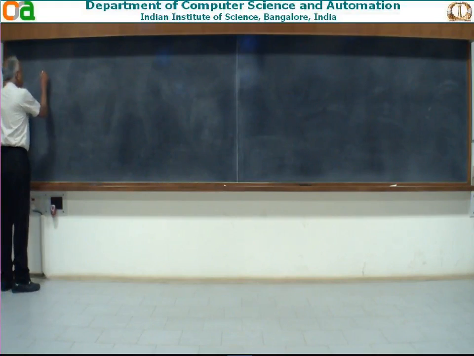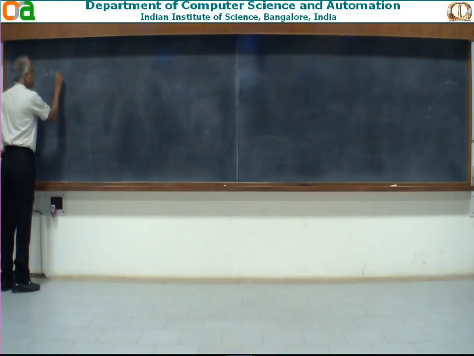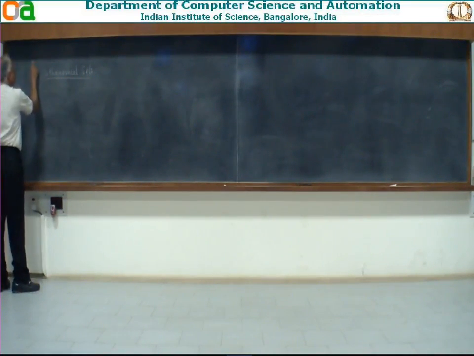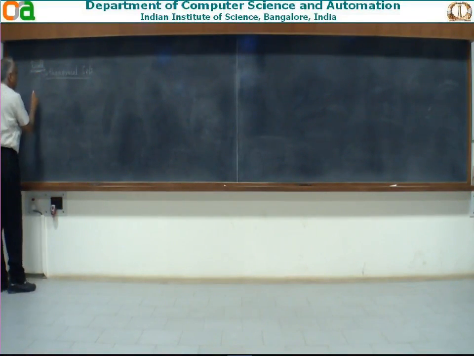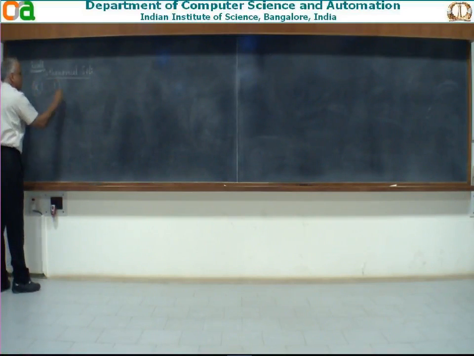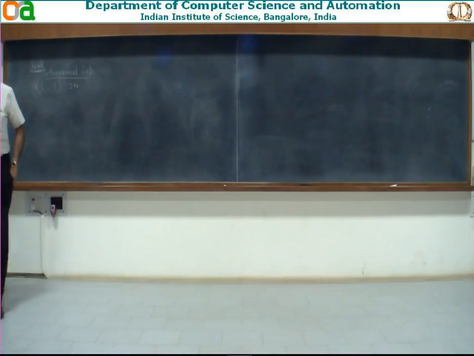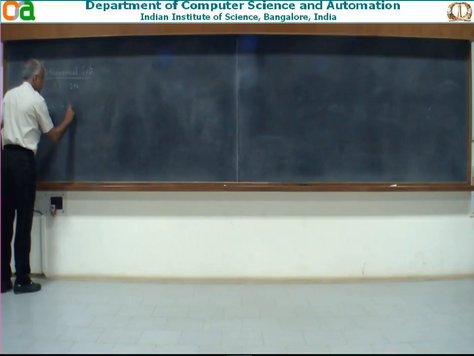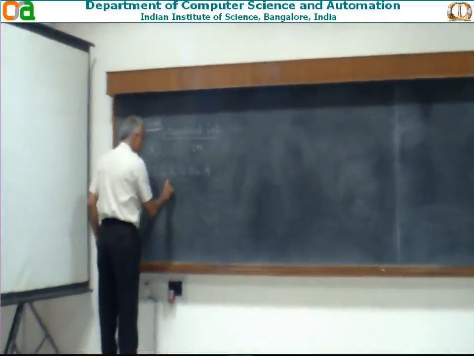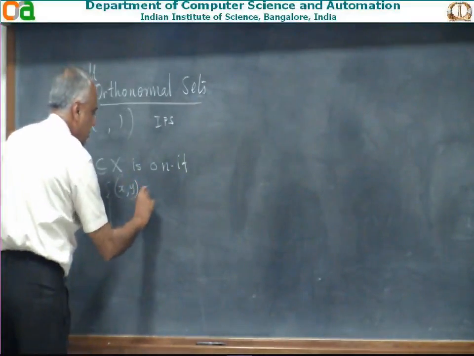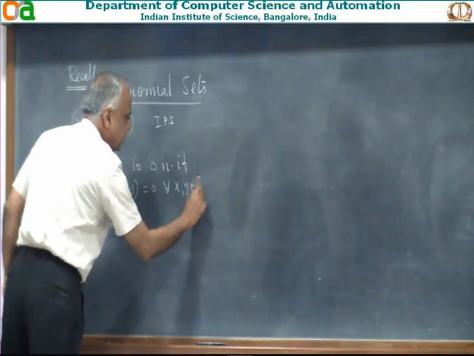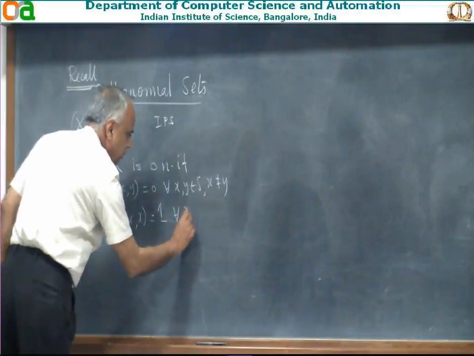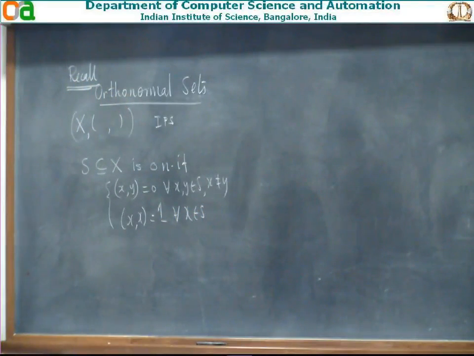So we are looking at orthonormal sets. Let me just recall whatever we had. We had an inner product space, which I'll write as IPS. We say that a subset S of X is orthonormal if two conditions hold: any two distinct vectors are orthogonal, that is, for every x, y in S with x not equal to y, and every vector has length 1. That is the standard definition of an orthonormal set.